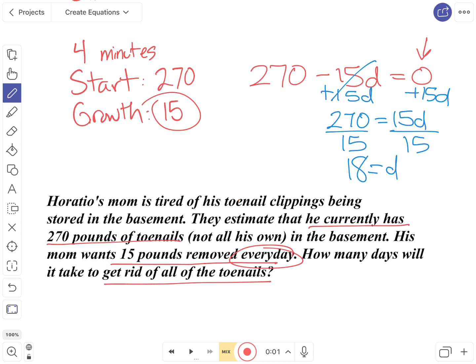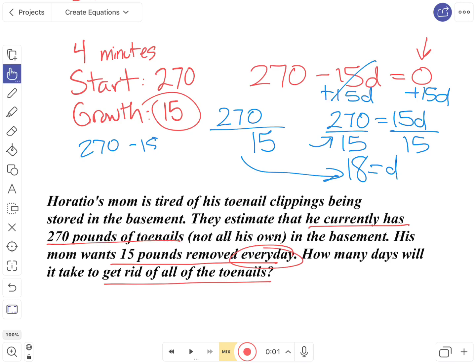That's one way I can think about it. Or I really could just go 270 and subtract 15 till I get to 0, couldn't I? Or I could think of it this way. Well, I'm taking 15 pounds per day, so I'd go 270 divided by 15, which is what we did here, and that would get me 18. Okay, I could just kind of think through it as well. So, how did you guys do? Hopefully you did pretty well and managed to get those done pretty good, okay?